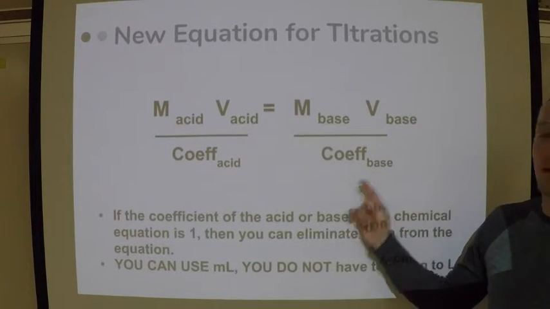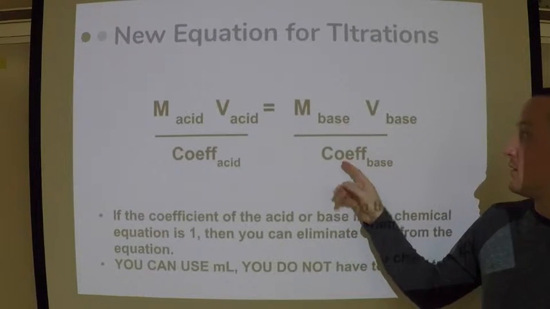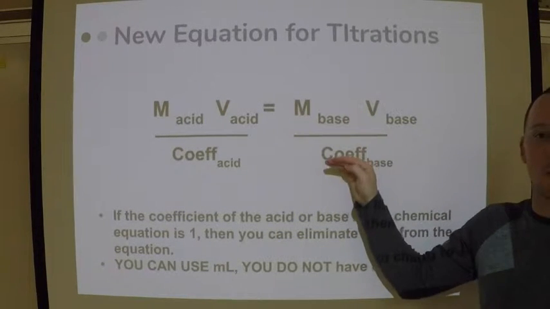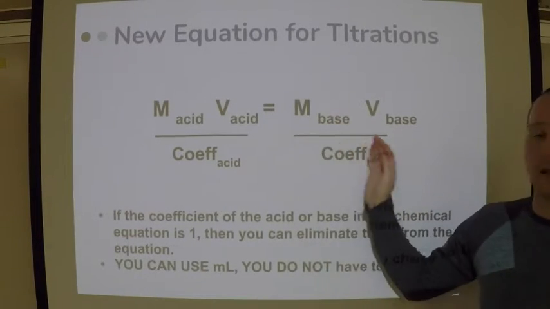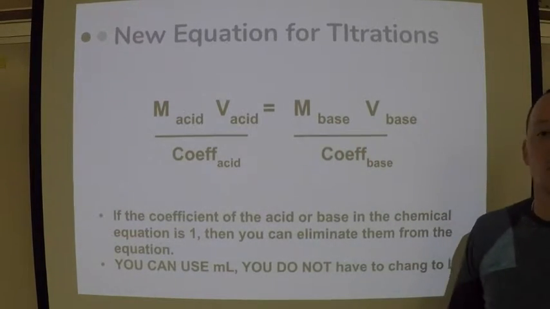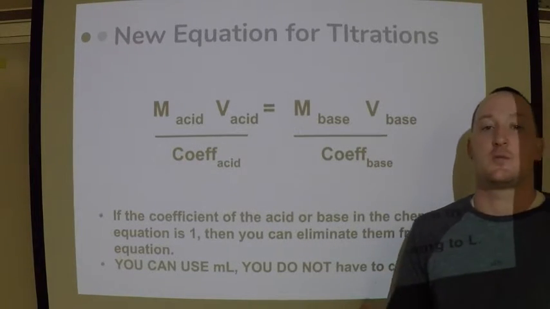Same thing for the base. If I was plugging in 1 for the coefficient of my base, these two things divided by 1 are still those numbers. So I can eliminate those values. And again, you can use milliliters in this equation. You do not have to convert to liters. Those are the benefits of it.